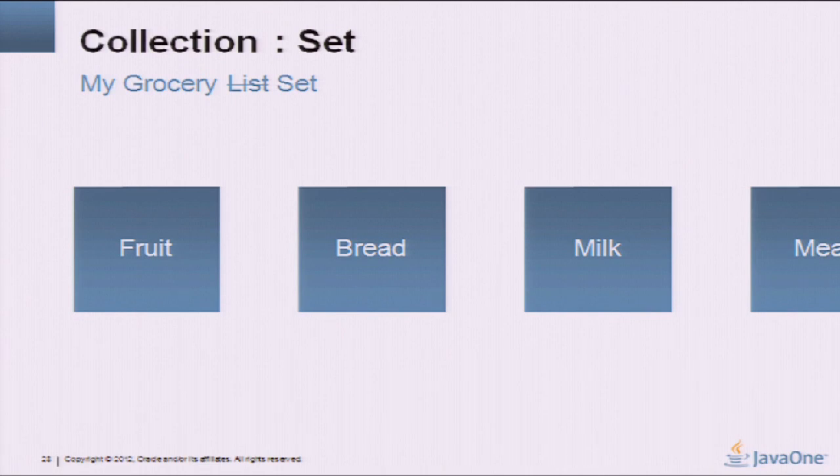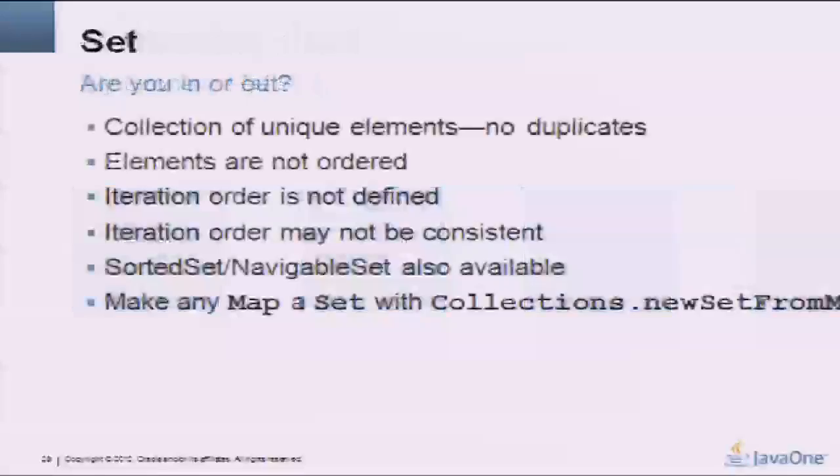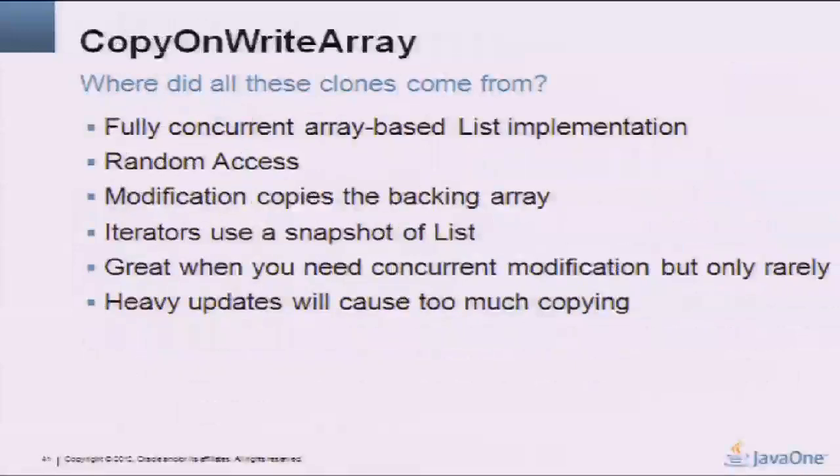Set is a collection class that does not allow duplicates. For each item in the collection, it's only allowed to appear a single time. The items in the set are also not ordered. So in this particular case, we have a particular ordering of fruit, bread, milk, meat, etc. If I were to regenerate this set, they might be in a different order, but that doesn't matter, or shouldn't matter.